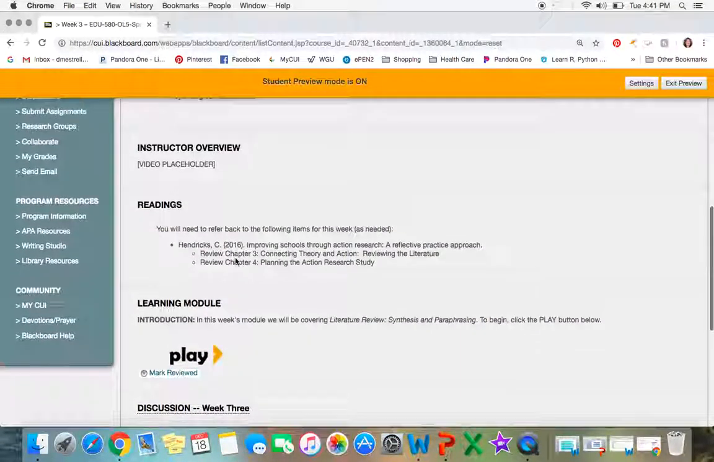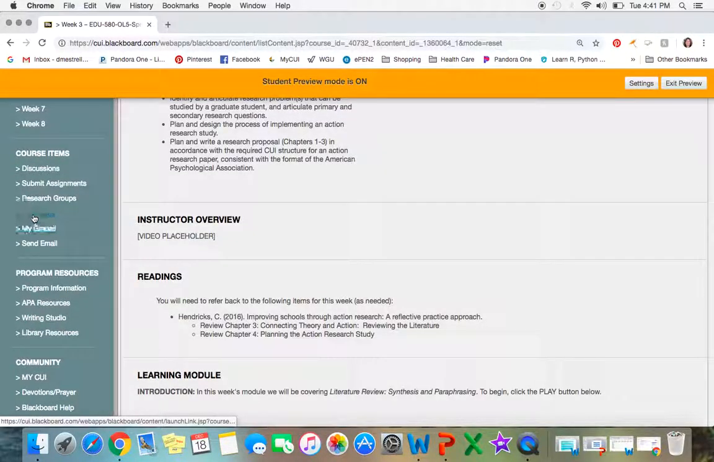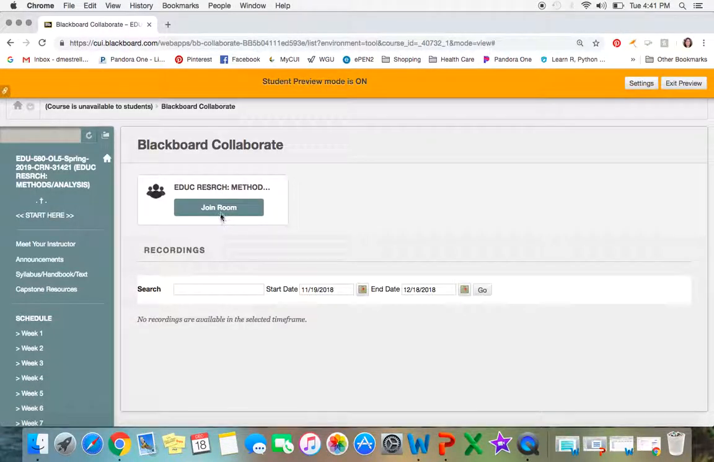And just a reminder, if you're going to join us, that you will want to follow the Collaborate link by clicking on Collaborate, and then you'll click Join Room.